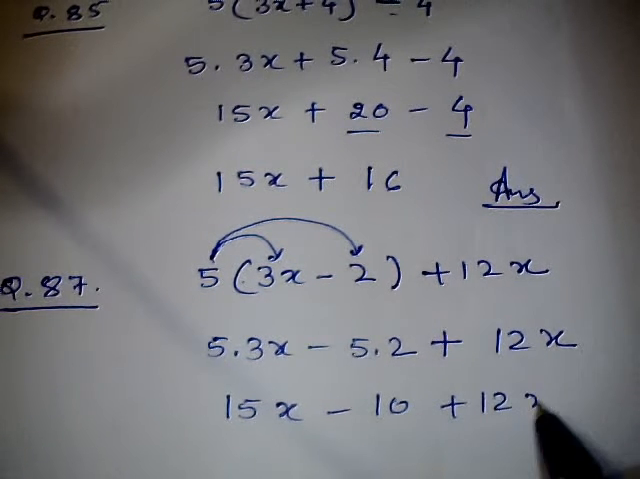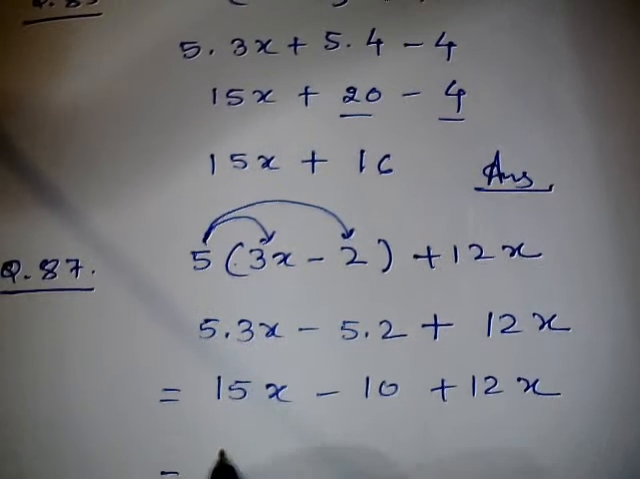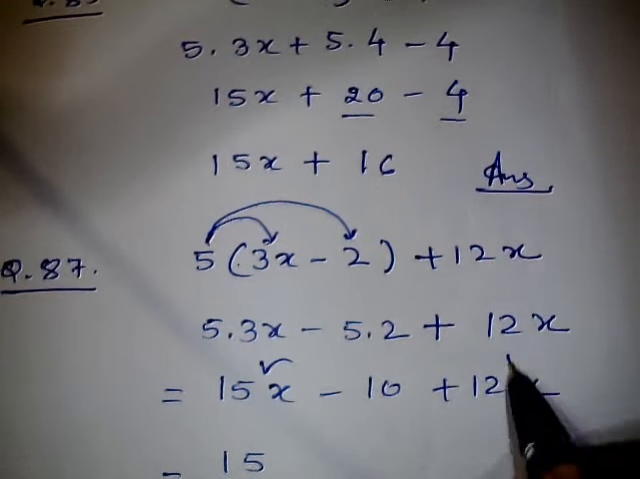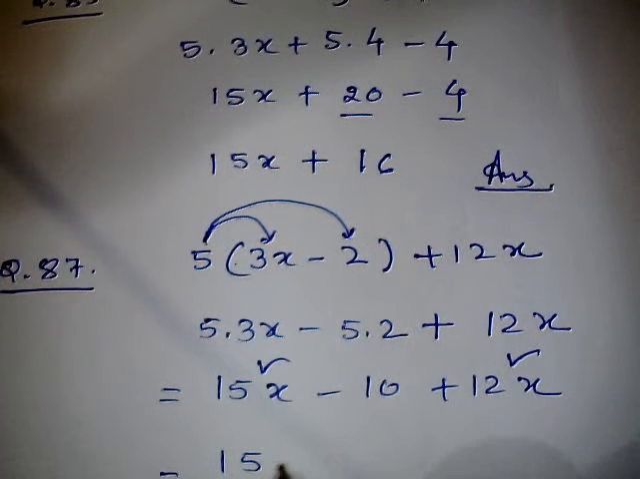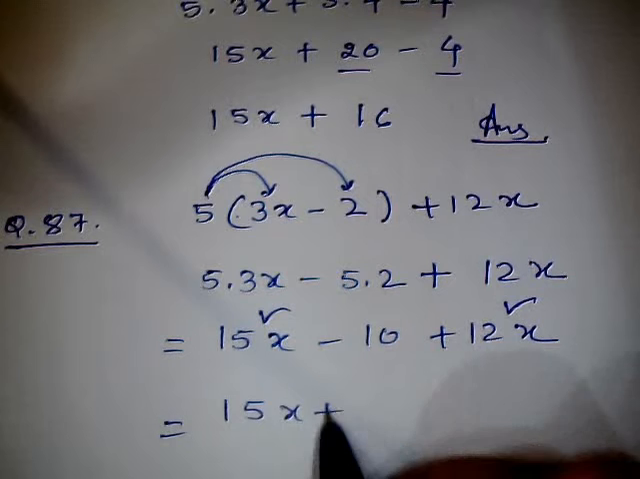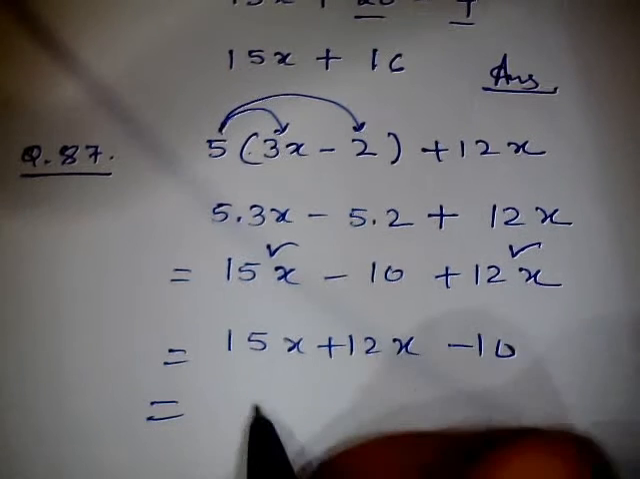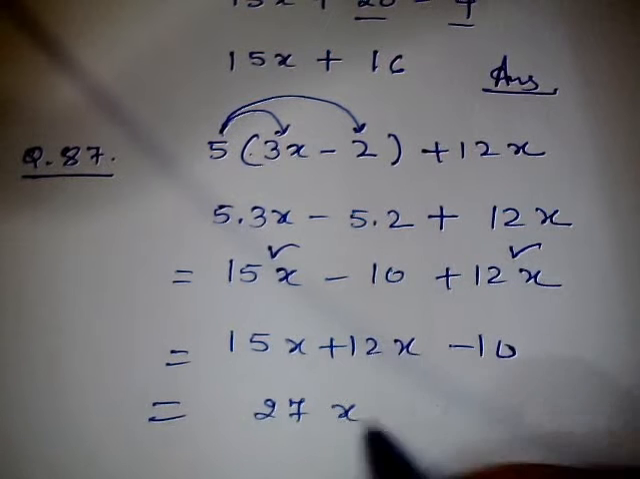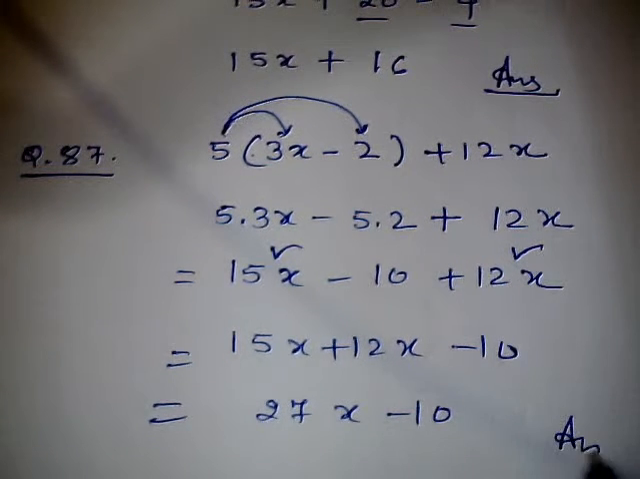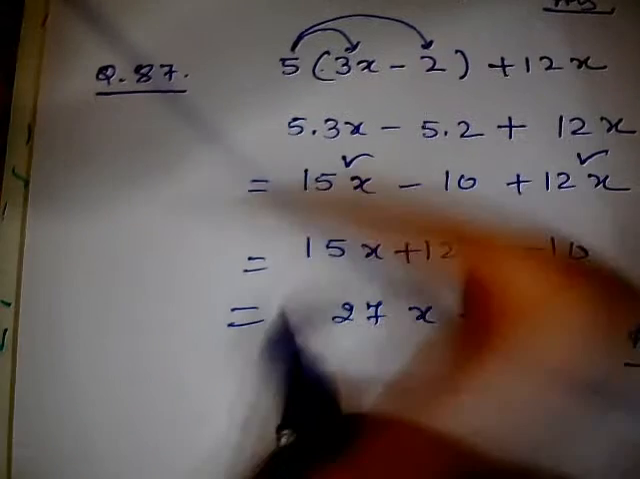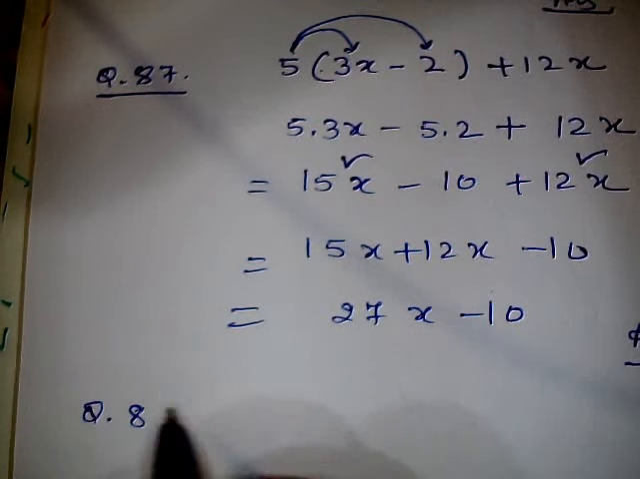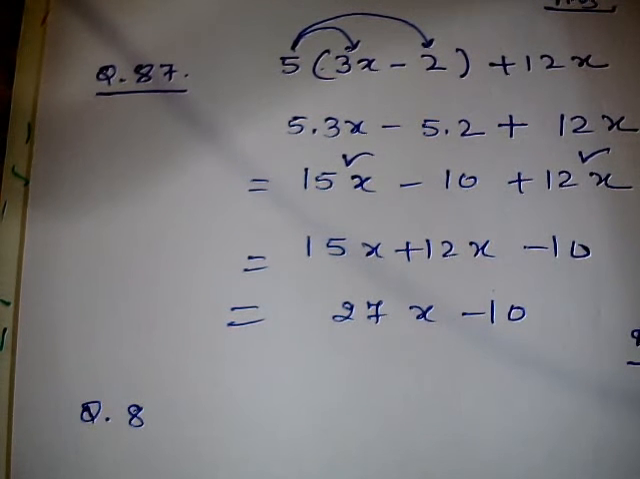Okay, now this and this are like terms, so I can write them together. So 15x plus 12x minus 10. Okay, 15x plus 12x is going to be 27x minus 10. So this is how we can solve. Now I am going to talk about one more question from your textbook. Okay, I am going to take now question number 91.